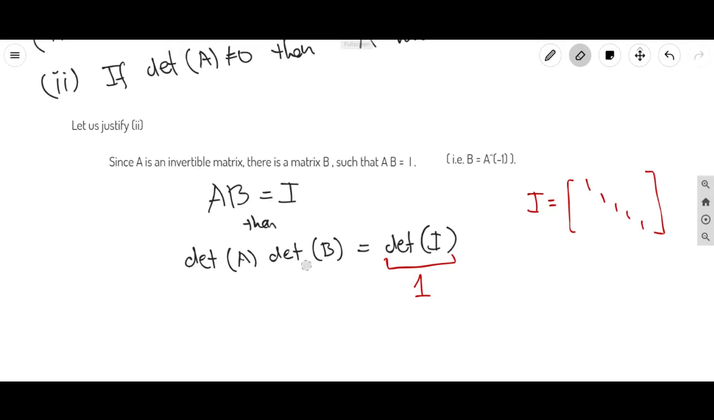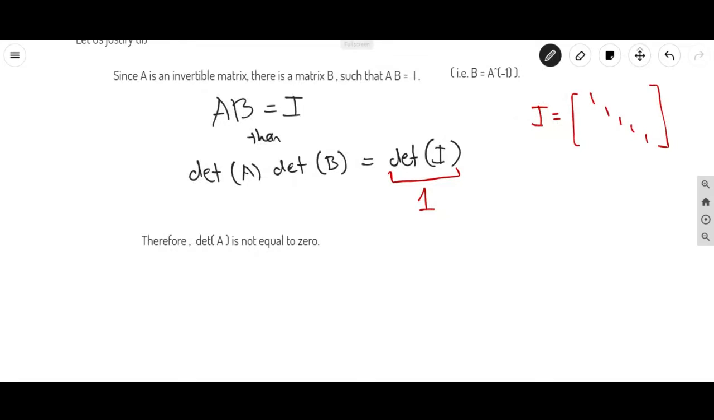So you have a product of two numbers equal to 1. Therefore, the determinant of this matrix is not equal to 0. There's no way it could be equal to 0. If this is equal to 0, then 0 times anything is 0. It's not equal to 1.